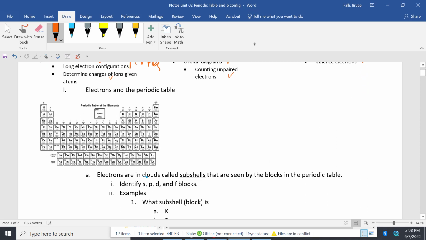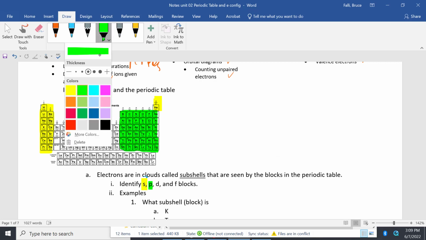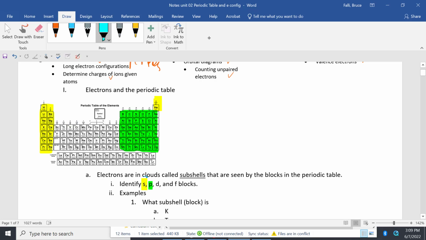So electrons in the periodic table. Electrons are in clouds called subshells that are seen by the blocks of the periodic table. Identify the S, P, D, and F blocks. So here's S, and the S block are these two parts right here, and a little helium. The P block is right here. The D block is the middle part right here. So you've got to be able to identify them all.